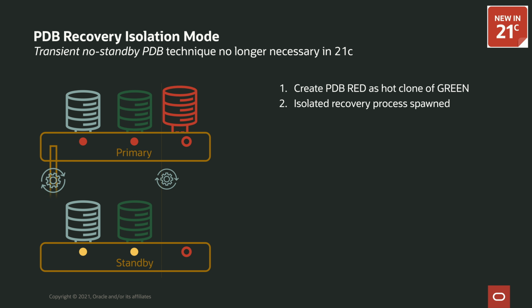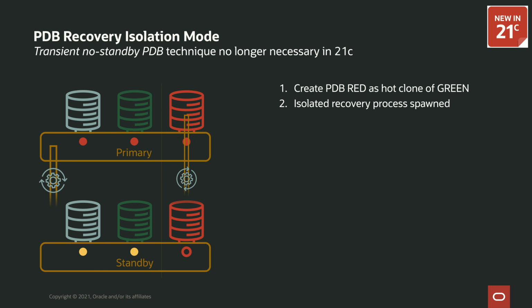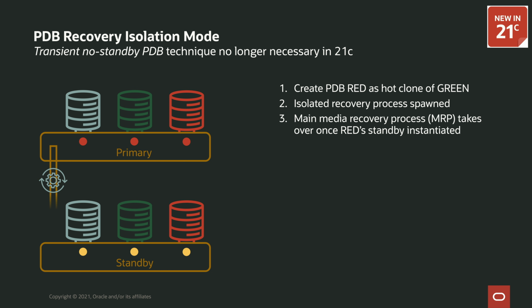When we provision a new PDB, red, in the primary as a hot clone of green, an isolated media recovery process is spawned. This ensures that the MRP associated with instantiating the new PDB and its corresponding standby does not interfere with the main MRP. Once the new PDB and its standby are fully instantiated, the main MRP can take over.